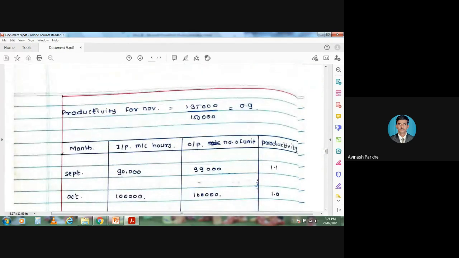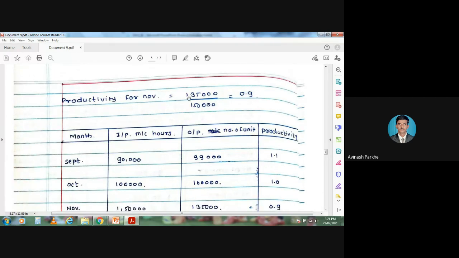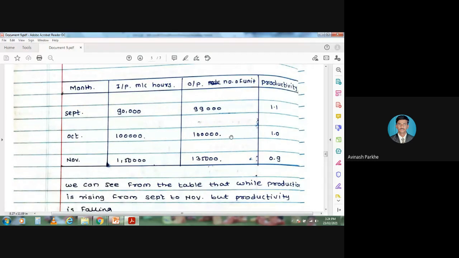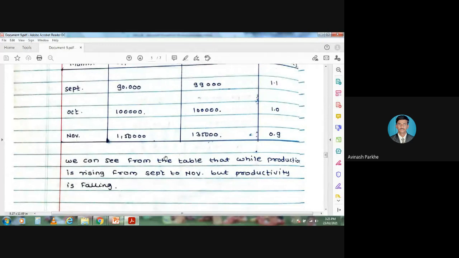And in the month of November, your total output is very low as compared to the total input. Output is 1,35,000, but input is 1,50,000. Your input is more as compared to the output, therefore your productivity decreases. Finally, the answers can be represented in tabular form. In September, productivity is 1.1. In October, productivity is only 1, meaning there is no increase and no decrease in productivity. But in November, as input is more than output, productivity decreases. From the table we can see that while production rises from September to November, productivity is falling.